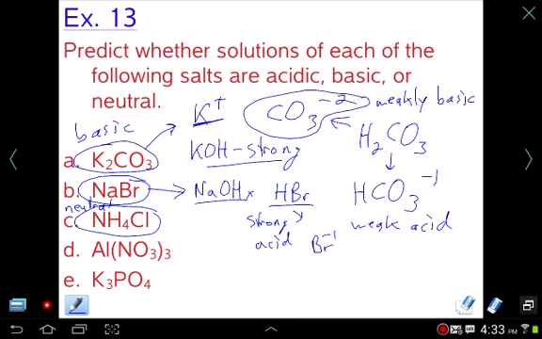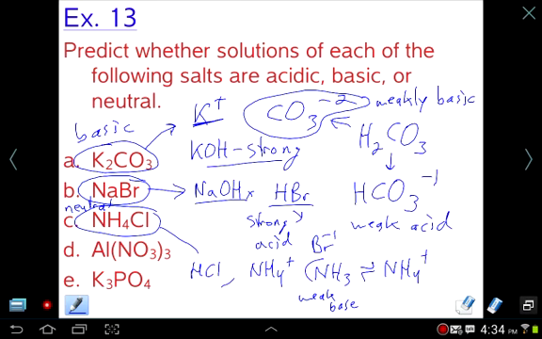NH4Cl gives us, the Cl comes from HCl, so Cl will not affect the solution by much because HCl is a strong acid. NH4 plus, in this case ammonium, is the product of a weak base. NH3 being a weak base produces NH4 plus. So NH3 being a weak base, then from the other side will cause acidic properties. Its conjugate will have acidic properties. So this should be acidic.